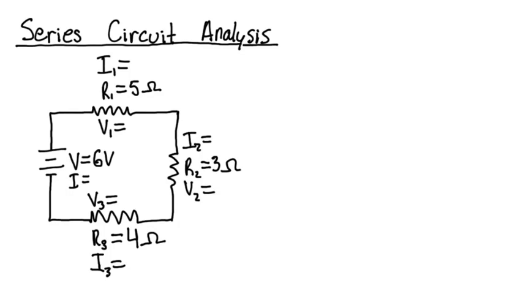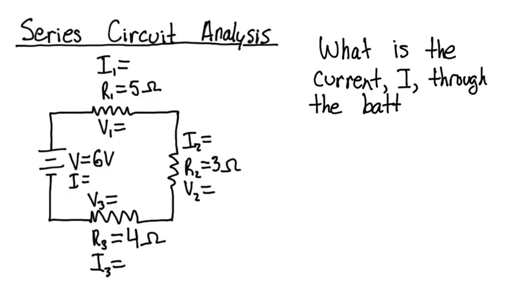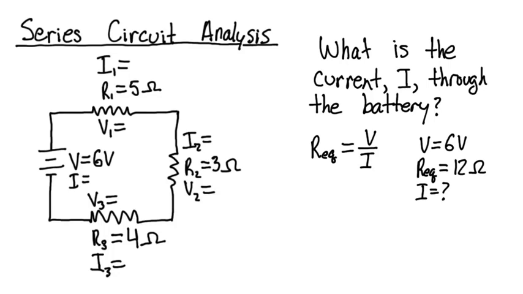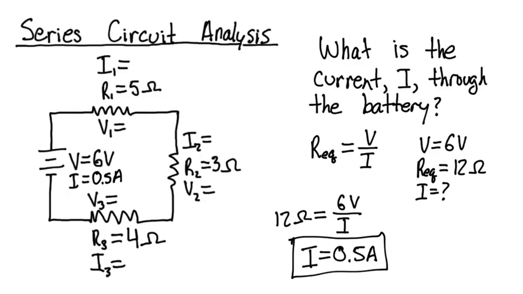The next step in our analysis is to determine the current I through the battery. We can find this by the application of Ohm's law. We know that the voltage given by the problem is 6 volts. We have also calculated that the equivalent resistance is 12 ohms, so we can simply substitute these values into the equation. Solving for I, we find it to be 0.5 amps.